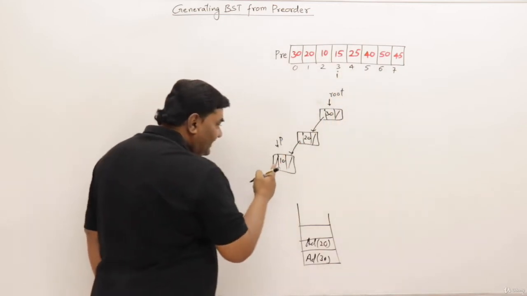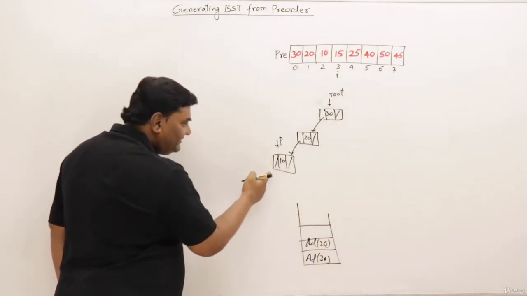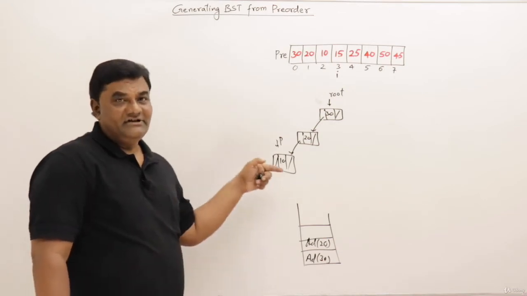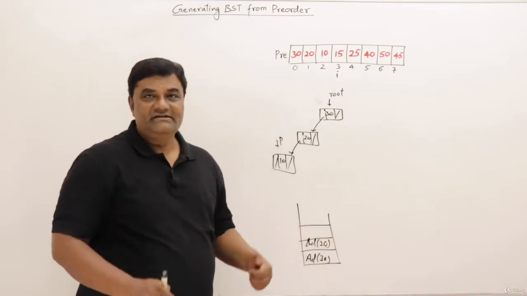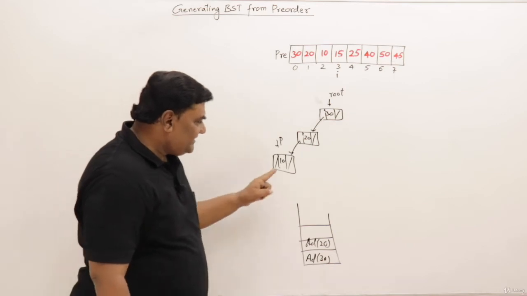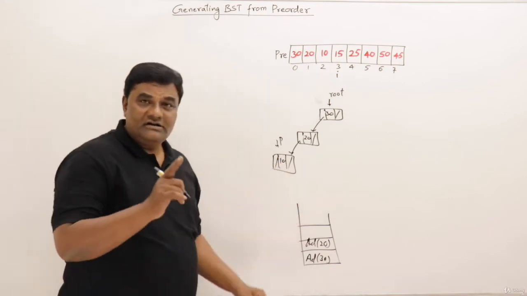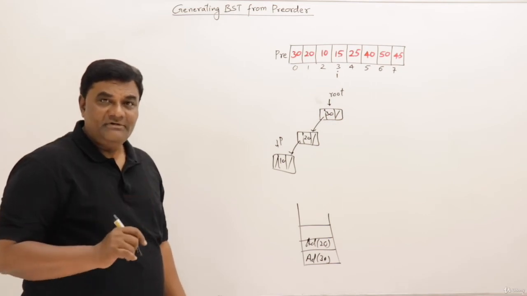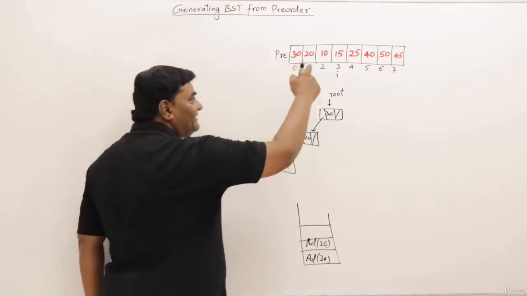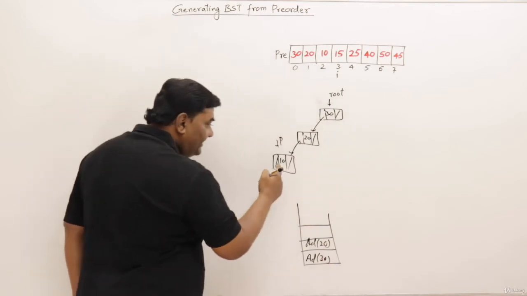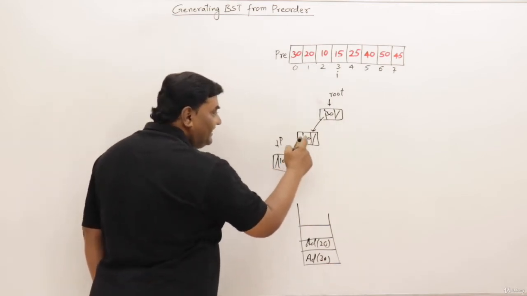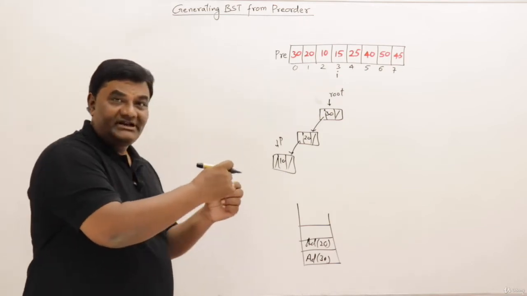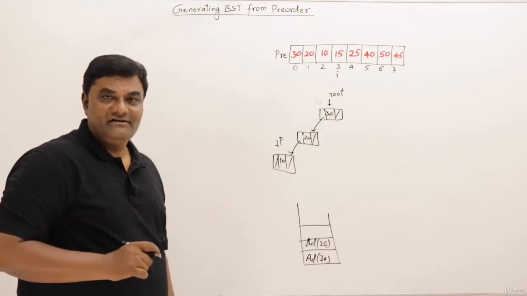This is 15. Is it smaller than this one? 10. It's not smaller than 10. Definitely, it is greater than 10. So it's greater than 10, which means, shall I insert here, or confirm whether it comes there only or not? I have to confirm. How? That next element should be in between these two. It should be smaller than this one and greater than 10. So it should be in between 10 and 20, right?